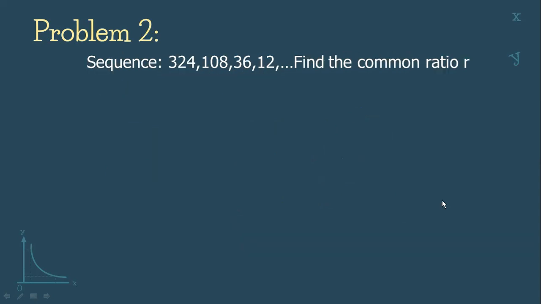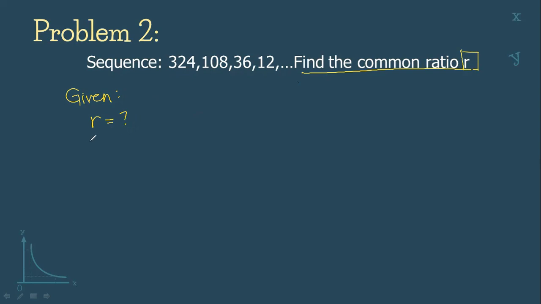Okay, so for problem number 2, the sequence is 324, 108, 36, 12. Find the common ratio. So in this problem, we need first to identify the given. So for the given, ang tanong po dito, find the common ratio, R. So ibig sabihin po, ang pinapahanap sa atin is si R. So that is the missing term.